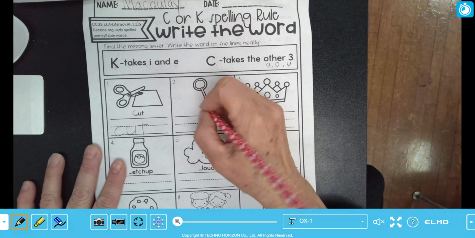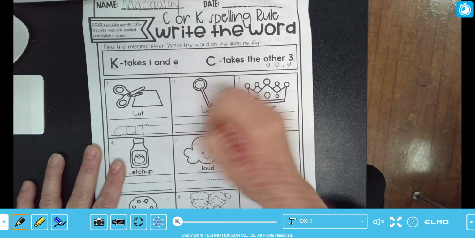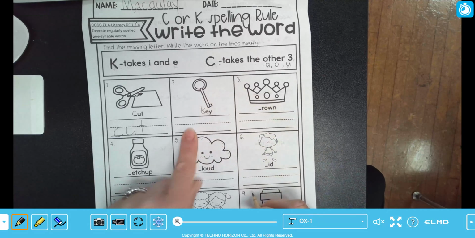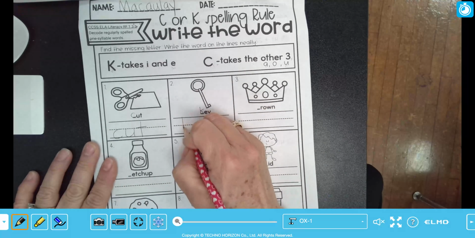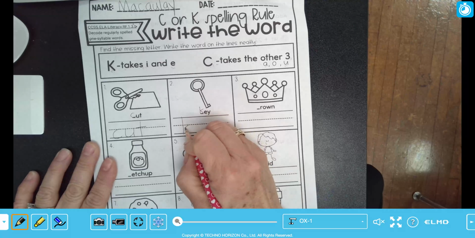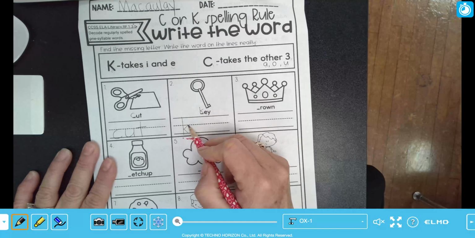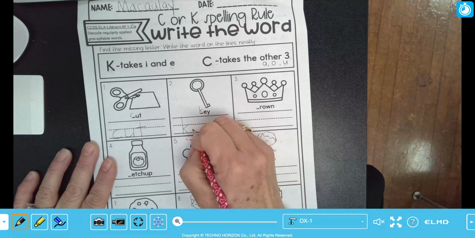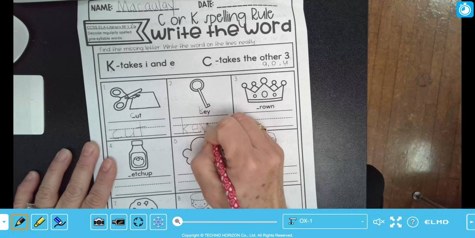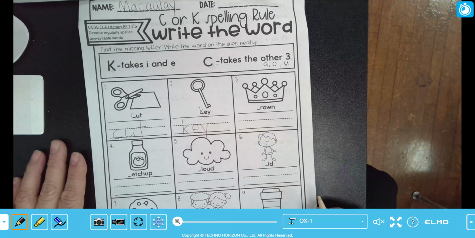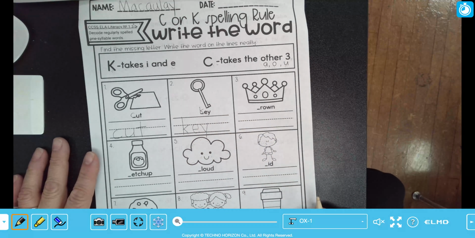So there's the E. I'm going to write the K here. And then we're going to write the word key right here. So K is a tall letter. It starts at the top and goes down. Top to down. And then in the middle line, the broken line, you write that. Broken line. All right. Go ahead. Write it down.